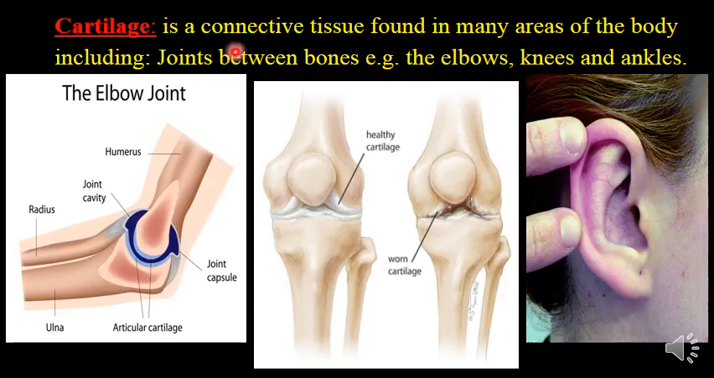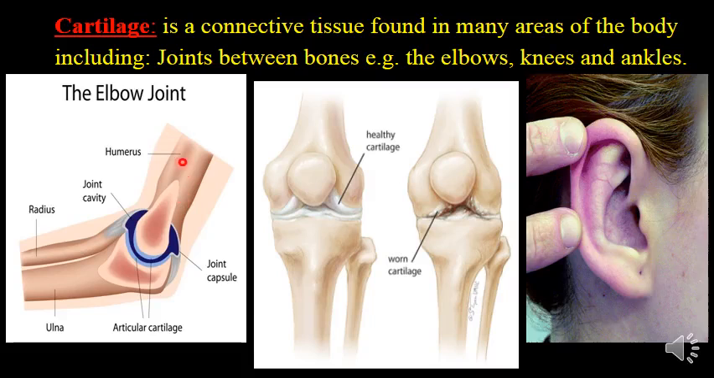The next is cartilage. Cartilage is a connective tissue found in many areas of the body, including joints between bones. Example, the elbow, knees and ankle. Cartilage is a connective tissue. Here cartilage acts like a fevicol or fevistick. It connects. What does it connect? Two different bones at a particular place.